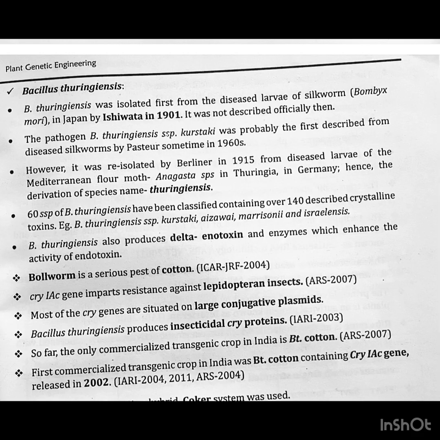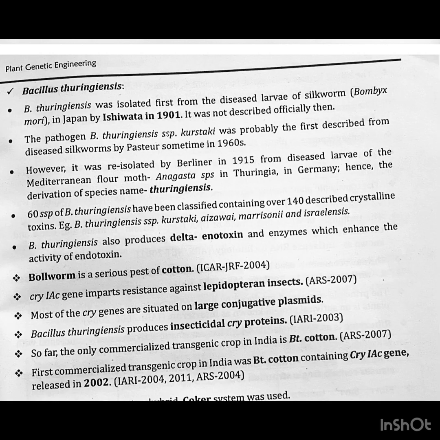Bacillus thuringiensis. Bacillus thuringiensis was isolated first from the diseased larva of silkworm Bombyx mori in Japan by Ishiwata in 1901. It was not described officially. The pathogen Bacillus thuringiensis species sotto was probably the first described from diseased silkworm. However, it was re-isolated by Berliner in 1915 from diseased larva of the Mediterranean flour moth Ephestia species in Thuringia in Germany. Hence the derivation of the species name thuringiensis.